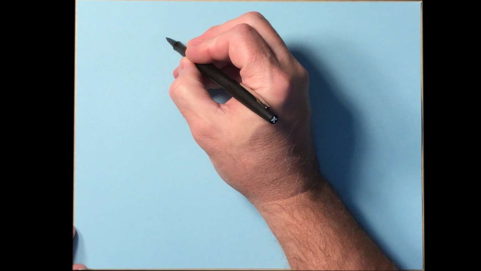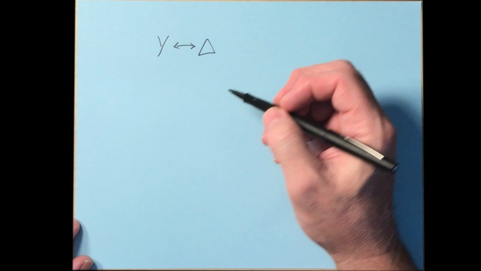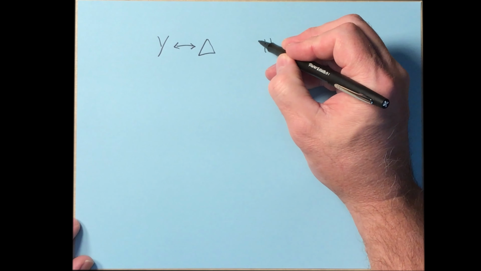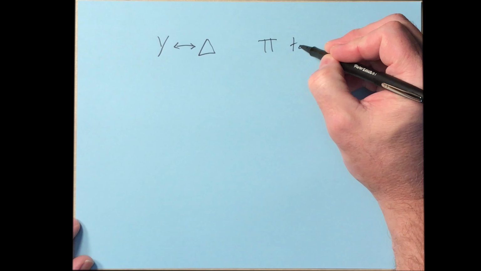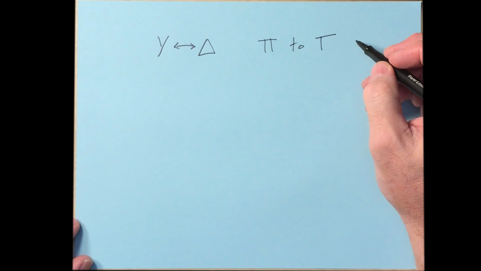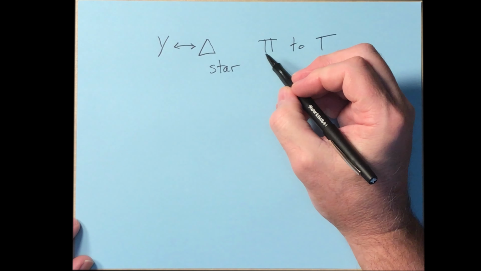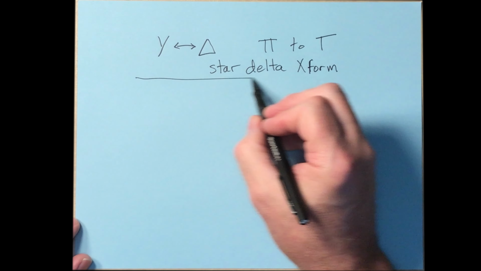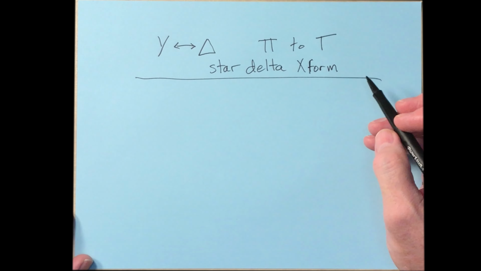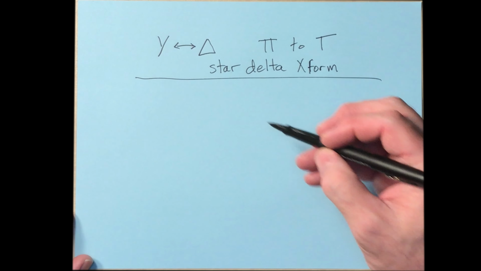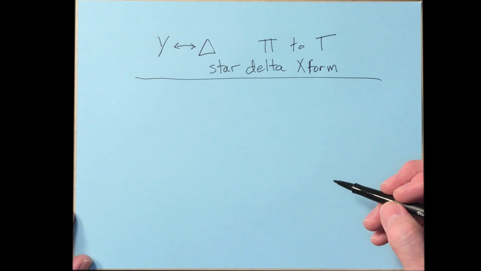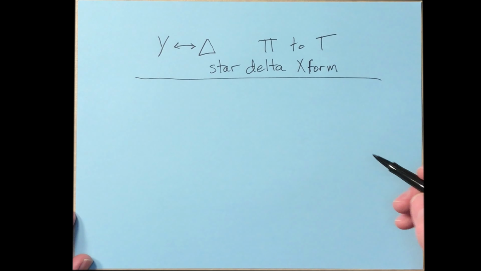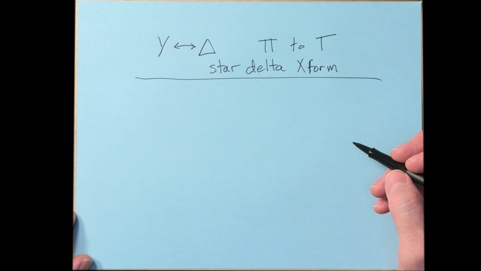Y to delta or delta to Y transformation. And we're also going to talk about pi to T, and sometimes this is called star delta transform. All right, all those mean the same thing. First, let's talk about what they are. Wye-Delta is probably the most common term used to describe these types of resistor networks.